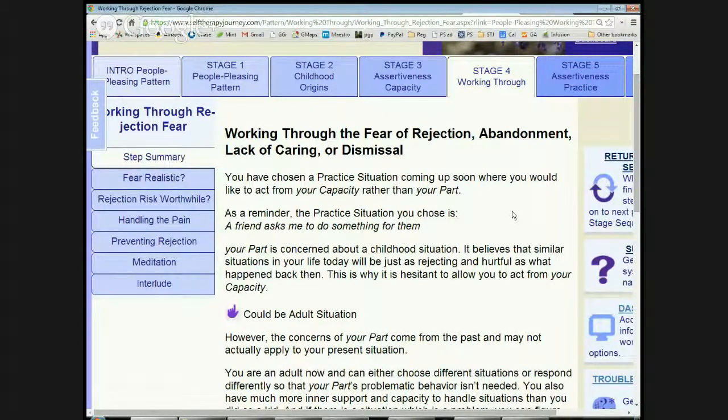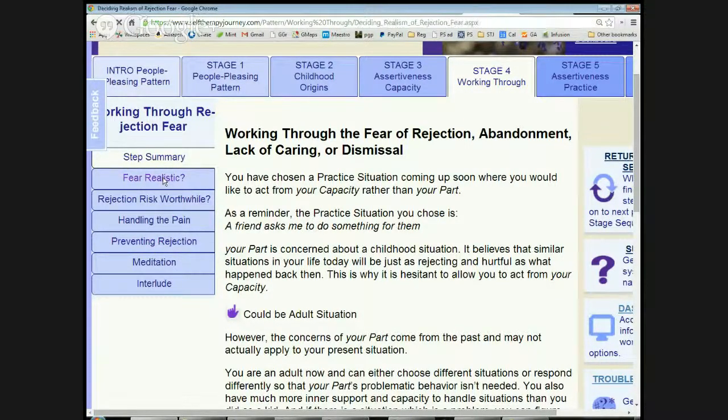Now, there's two possibilities. One is that, since the fear comes from childhood and not from your current life, your friends are not likely to reject you if you think about their requests and say, sorry, I can't do that right now, I'm too busy, or something like that. If that's the case, then the part's fear is unrealistic. But it might be a situation where you have a friend that might be rejecting if you said no to their requests, and in that case, the fear is realistic.